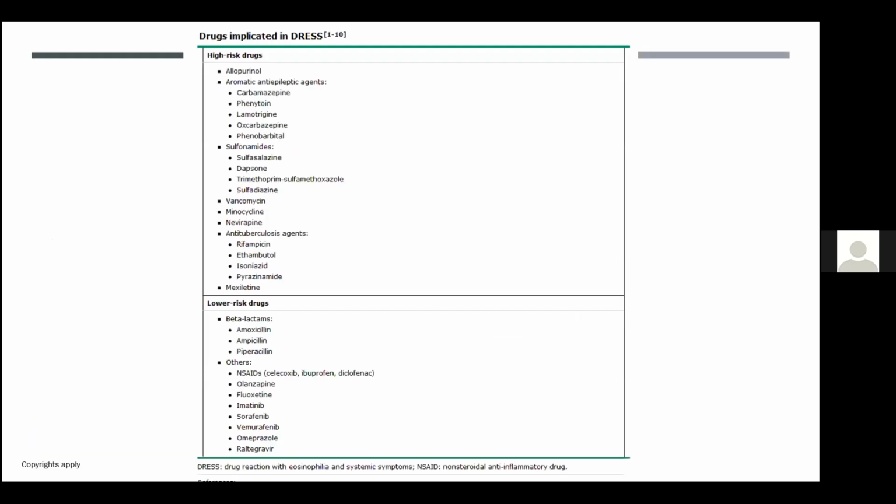And the drugs implicated in DRESS, again, there's a whole long list. I think allopurinol is almost the prototype, but you also get anti-epileptics and sulfonamides, nevirapine, and anti-TB drugs, but also antibiotics have been associated with it before.